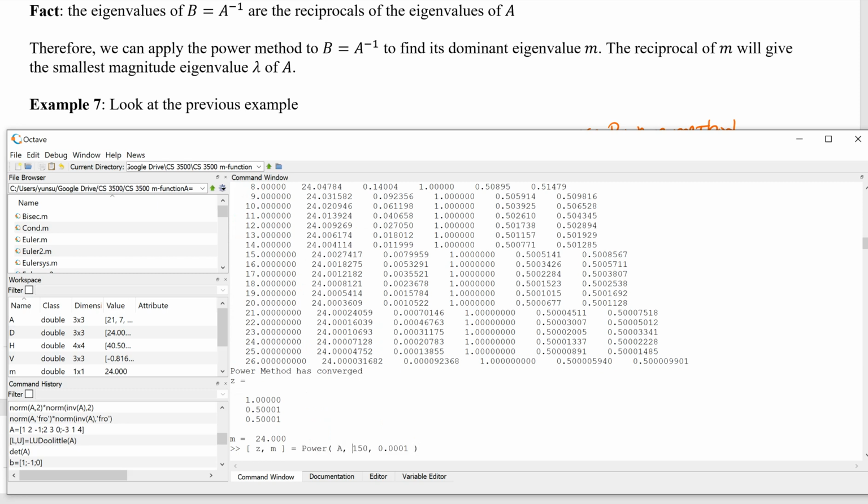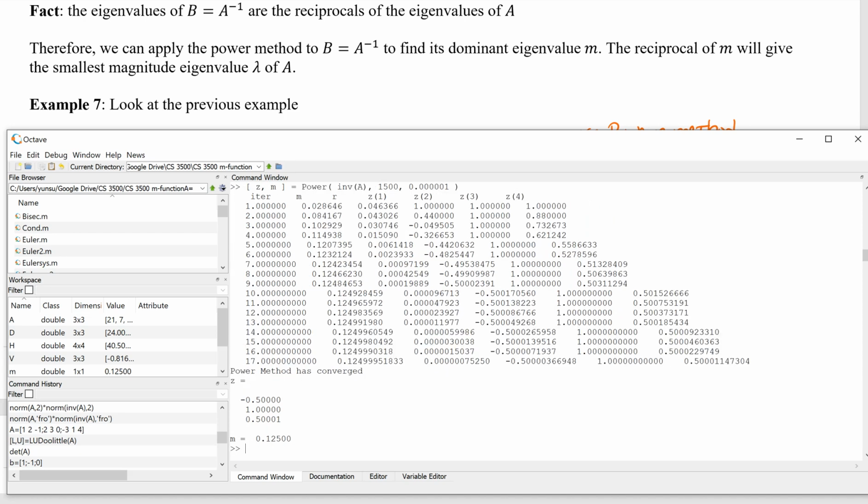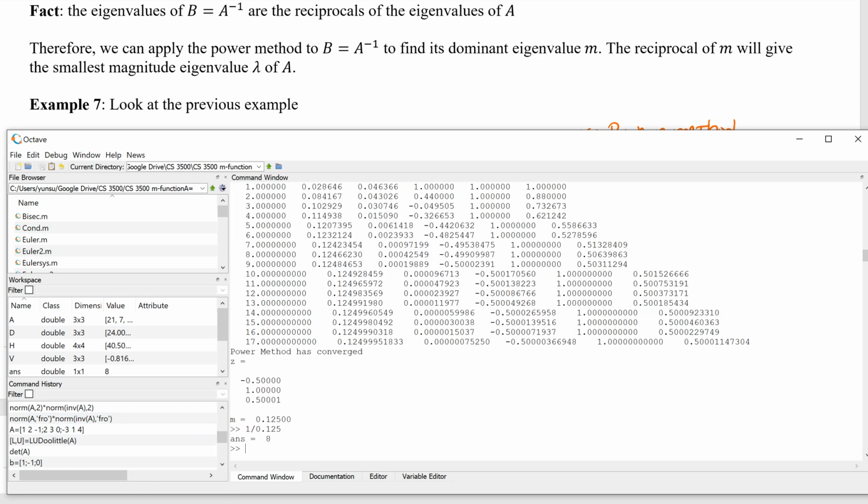But if we use the power method applied on the inverse of A, let's see, we get this. Let's increase the steps to get a more accurate answer. See? 0.1250, and 1 divided by this 0.1250 is actually 8. See, this is the smallest eigenvalue of A.